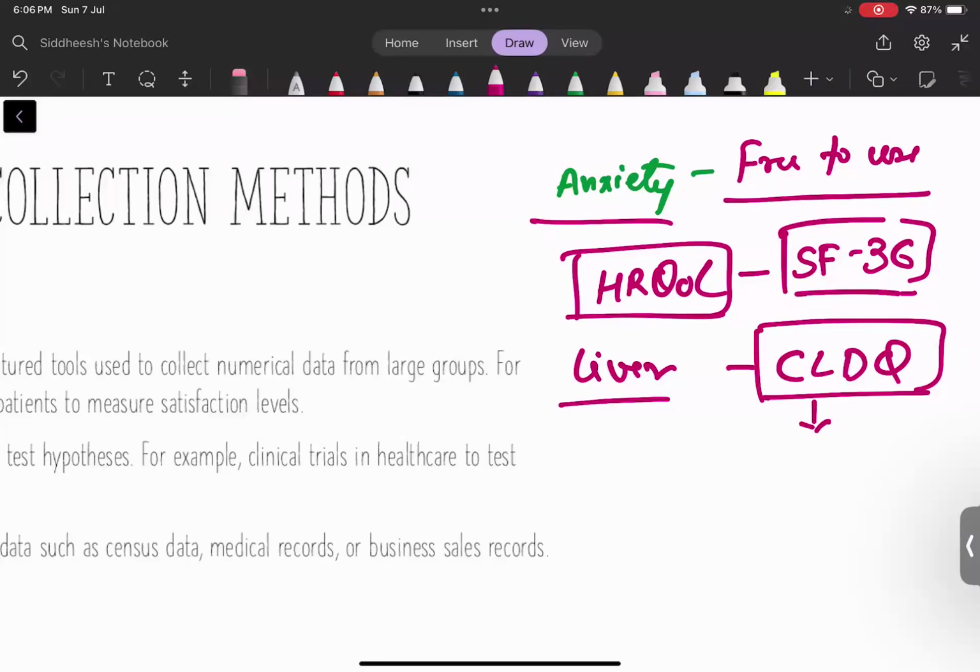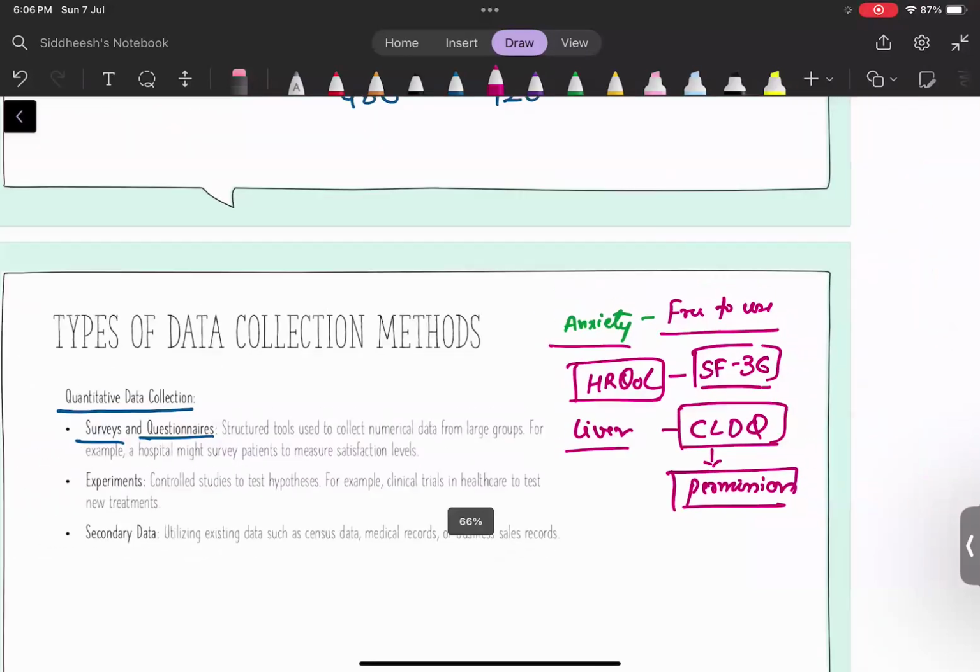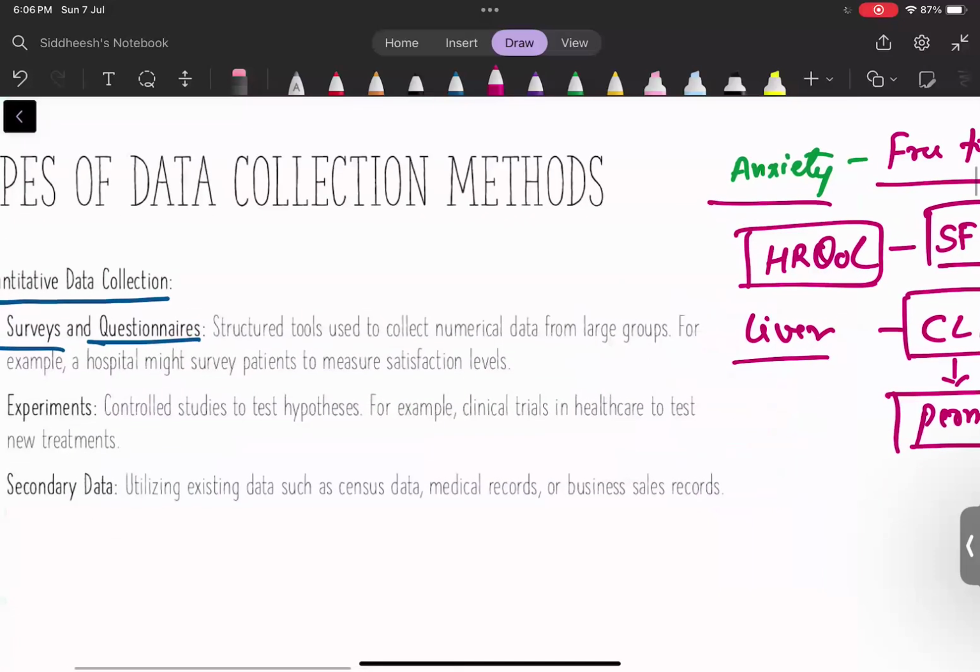For CLDQ, you need to take permission. Permission is required. Permission means they will send you some agreements that you need to fill and submit afterwards. That is what permission is. Now, the second thing we have is the experiment. These are controlled studies to test hypotheses, done mainly by PG people and PhD people.